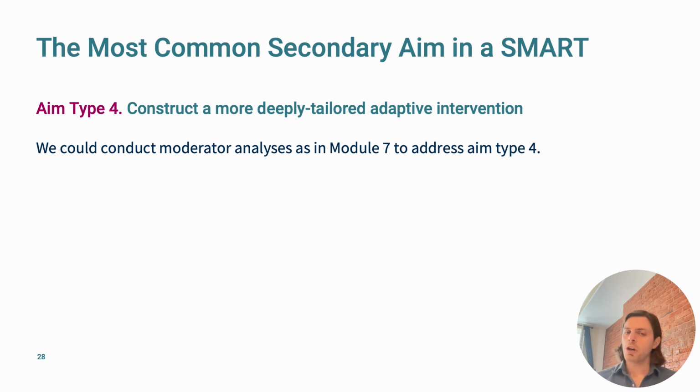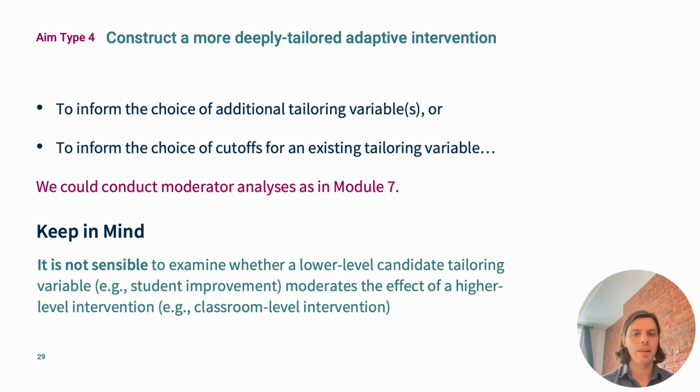We also have a more common secondary aim in clustered SMARTs, as it is in standard SMARTs. This is aim type 4, and it's to construct a more deeply tailored adaptive intervention. And we can do that using moderator analyses like we saw Mason talk about in Module 7 to help address this aim. Now, this moderator analysis could be used to inform the choice of additional tailoring variables, or potentially to inform the choice of cutoffs for an existing tailoring variable. So, I'm not going to recap those moderator analyses. Mason did a fantastic job already.